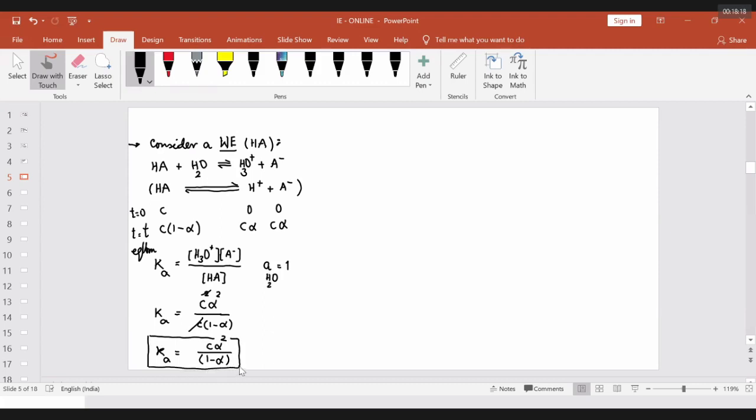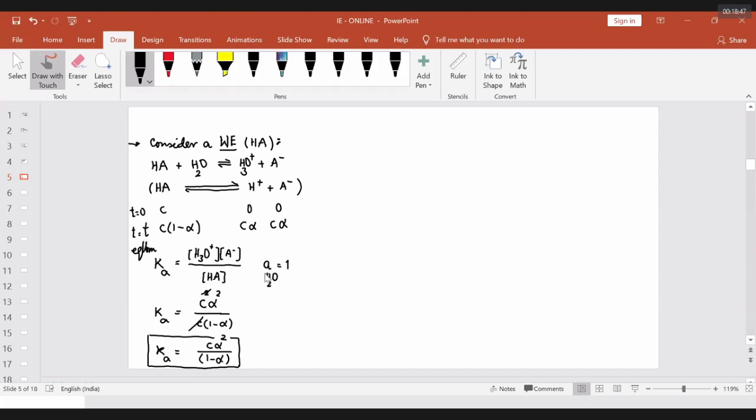Similarly, for Kb, it is C alpha square by 1 minus alpha, where alpha is known as the degree of dissociation of the weak base and Kb is known as the base ionization constant. Remember this, IIT mains students. Acid plus water, acid ionization constant. Base plus water, base ionization constant. Something XYZ in water, XYZ ionization constant. That is the method of doing application type problems.